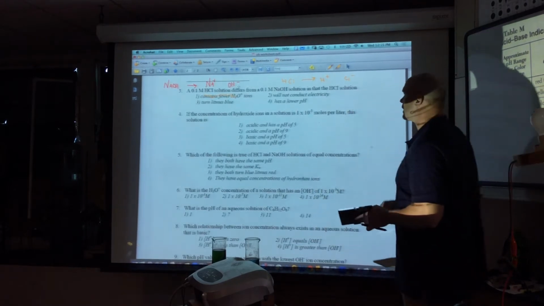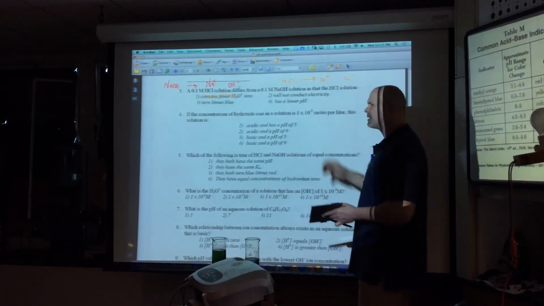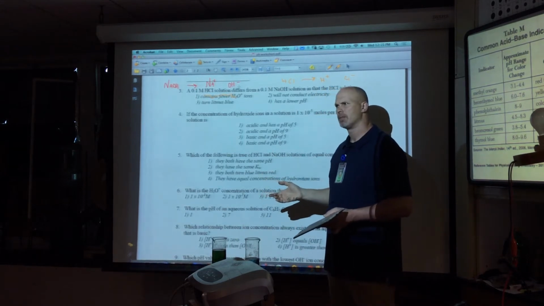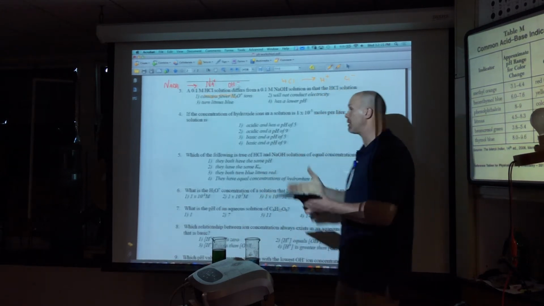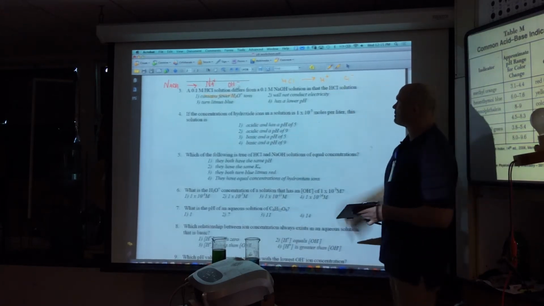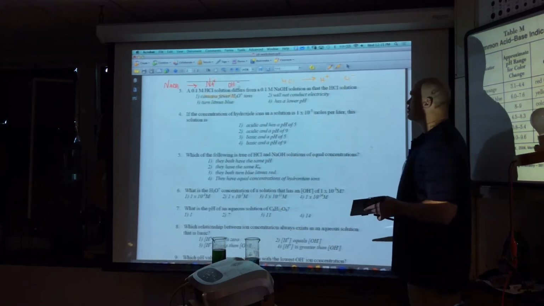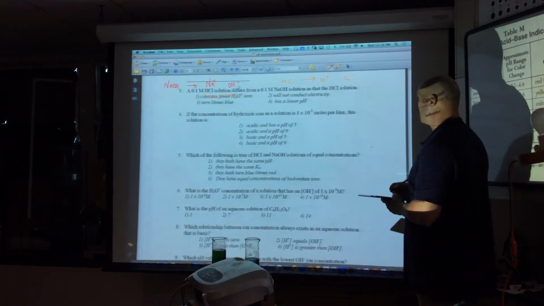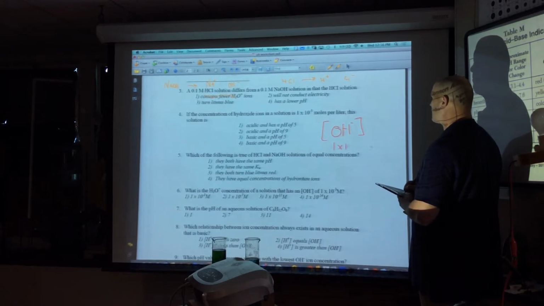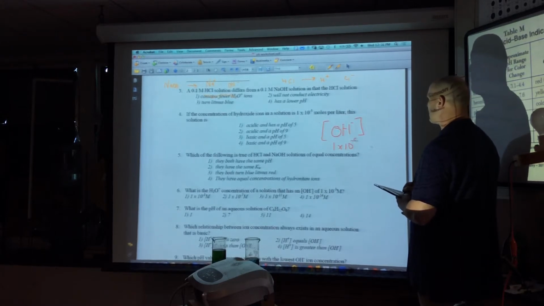Number 4, if the concentration of hydroxide, is that OH minus or H3O plus? I get confused. Where could I look? Table E lists your polyatomic ions. Hydroxide is OH minus. It is 1 times 10 to the negative 5. So if my hydroxide OH minus concentration equals 1 times 10 to the negative 5, what's the pH? Is it 5?